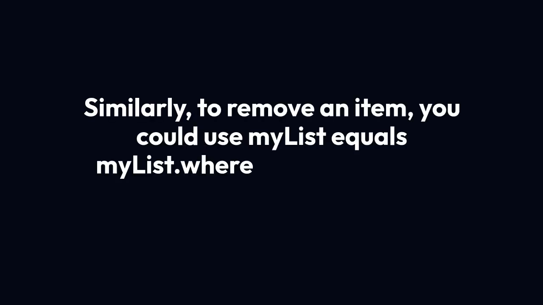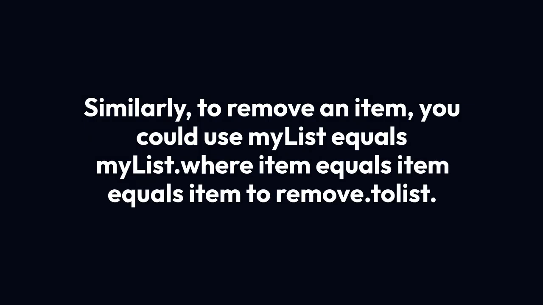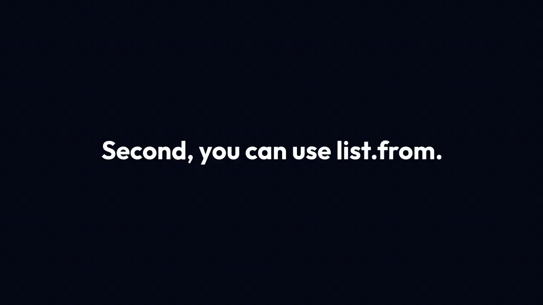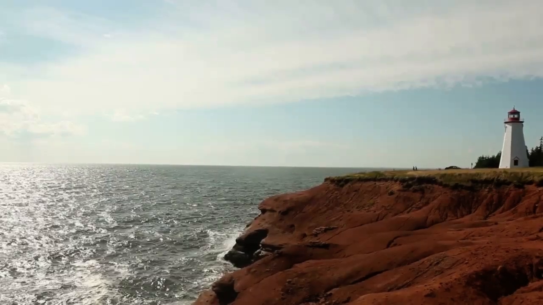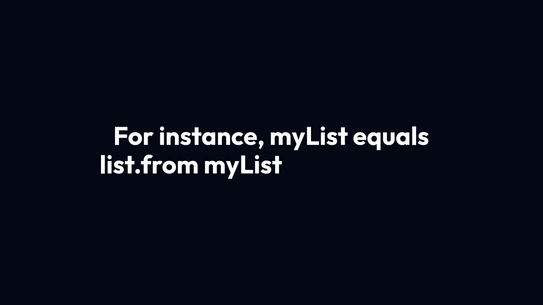Similarly, to remove an item, you could use myList = myList.where((item) => item != itemToRemove).toList(). This filters the list and creates a new one without the specified item. Second, you can use List.from. This is another excellent way to create a new list from an existing one. For instance, myList = List.from(myList)..add(newItem) creates a new list and then adds the new item to it.